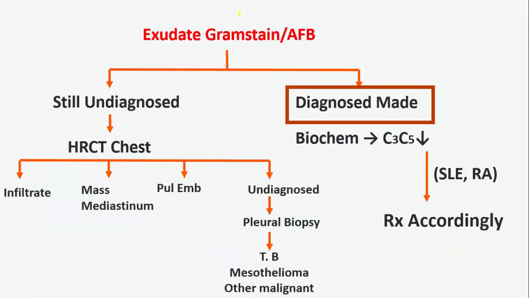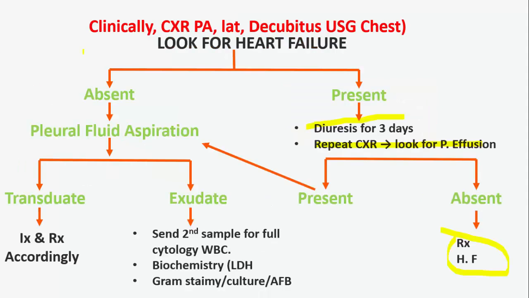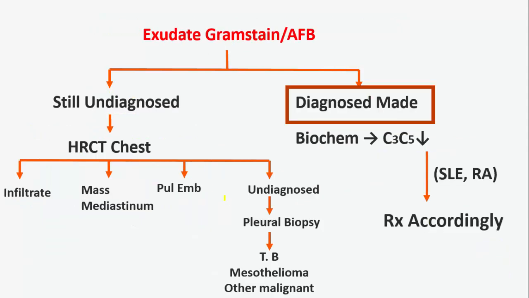In exudate, Gram staining, if we look here, exudative, from here we continue again. If it is still undiagnosed, then we will do high resolution CT chest. There can be infiltrates, mass, mediastinum, pulmonary embolism, or if still undiagnosed, we will do pleural biopsy. Then it may be TB or mesothelioma or any other malignancy. And if diagnosis is made, we will see biochemistry. If C3, C4 levels are low, it suggests SLE or rheumatoid arthritis, and then we will treat accordingly.